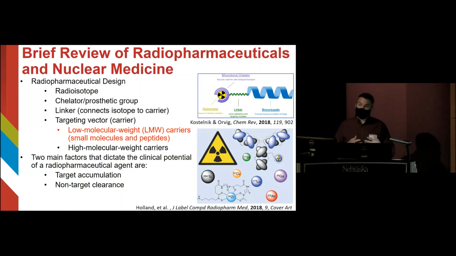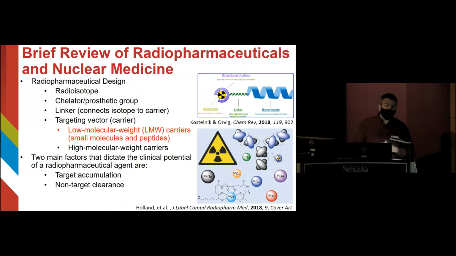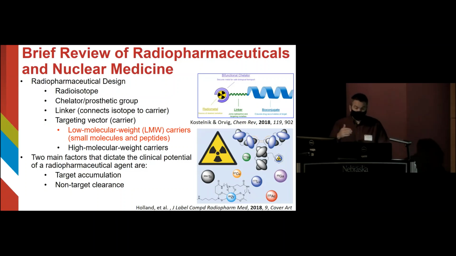So, a brief review of radiopharmaceuticals and nuclear medicine in general. Radiopharmaceutical design typically has 4 components. You have the radioisotope, which can be diagnostic, therapeutic, or both. A chelator or prosthetic group, whose job is essentially to hang on to the radiometal in vivo. You have a linker that connects the chelation system or prosthetic group to your carrier. And your carrier is a targeting vector that targets some unique identifier for your tumor, whether it be on the tumor cells, such as a receptor, or in the tumor microenvironment.